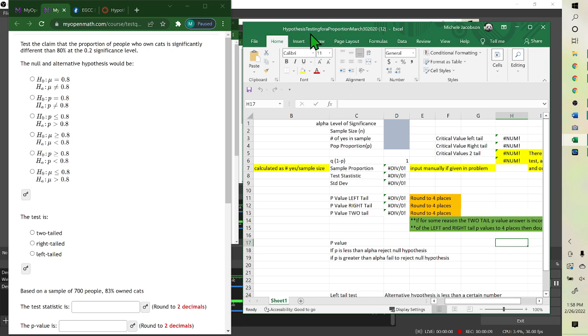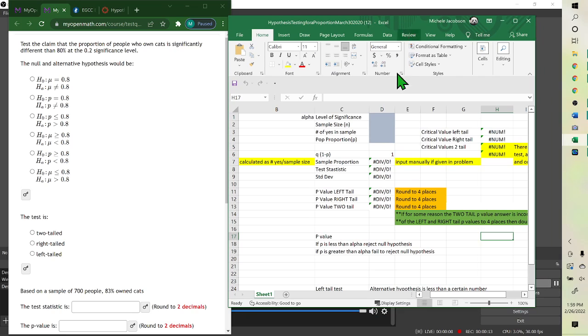For the proportion problems, you want to open the hypothesis testing proportion ones, and you fill in where the gray is. Now, if they give you a sample proportion instead, you could plug it in here, but once you do that, when you go to do the next problem, close this and start over because it does mess with the formulas.